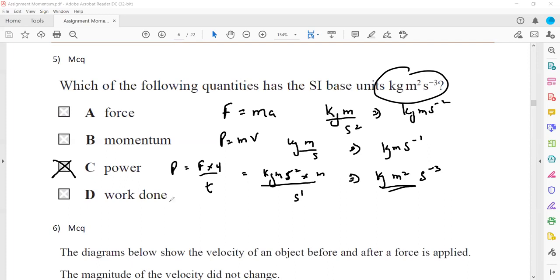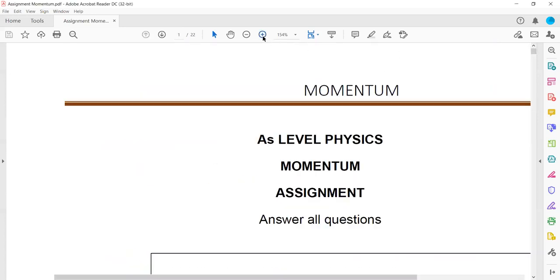And for work done, how to work out the SI base unit? It is force into distance. So force is Newton, or kilogram meter second minus 2, and distance is meter, so it will be kilogram meter square second minus 2 as well. That's why C is the right answer. So these are some questions related to the topic of momentum. In the next session, we'll discuss more questions from this topic.